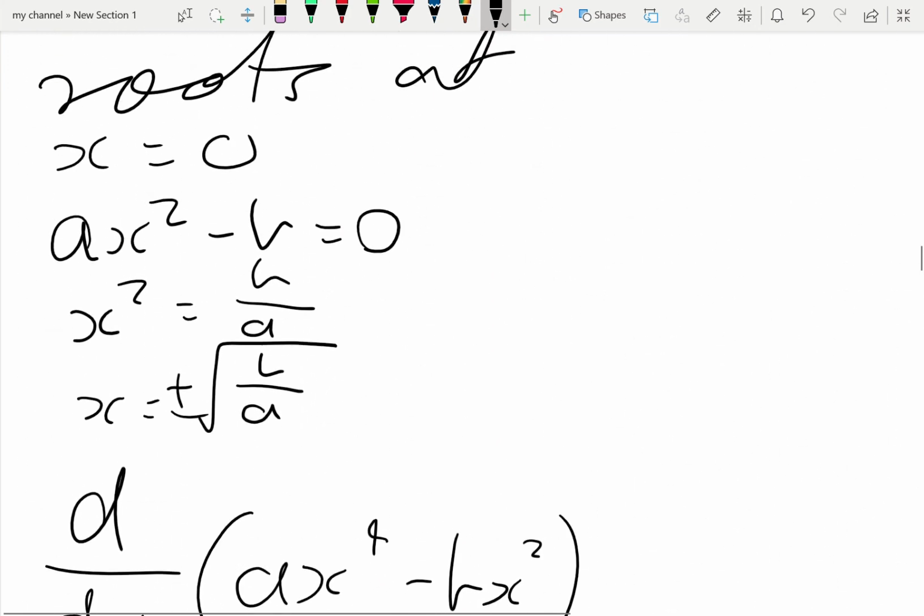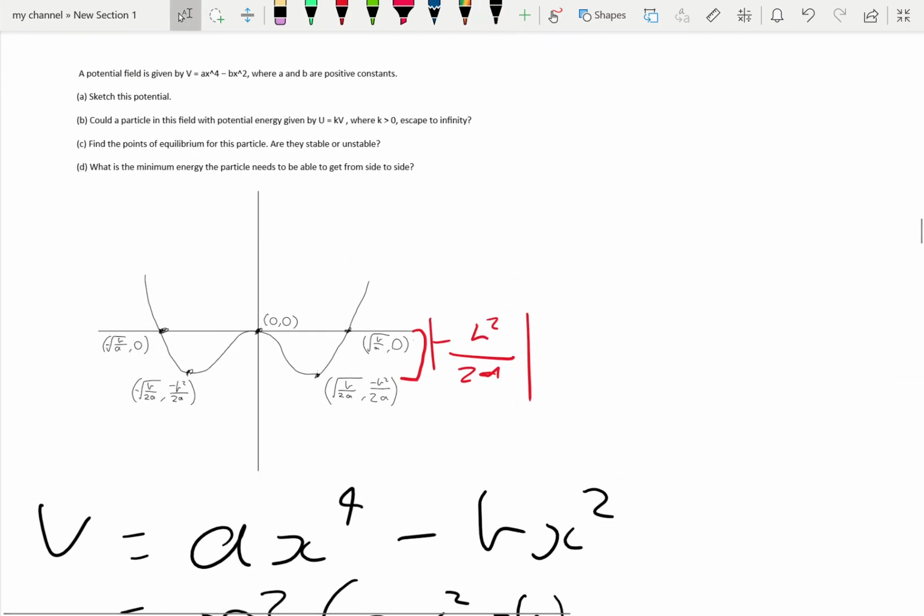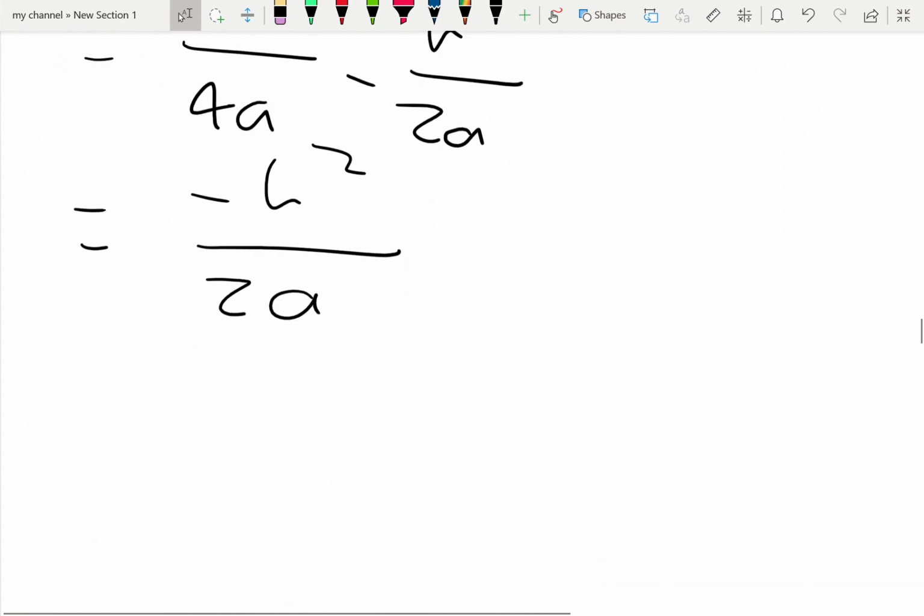Now, obviously, remember, with potential fields it doesn't matter what the constant at the end is. A potential field is always about the difference between two points. So we can just take the absolute difference between the peak and the trough, and thankfully, in this case, the peak is at 0, so we just take the absolute value.